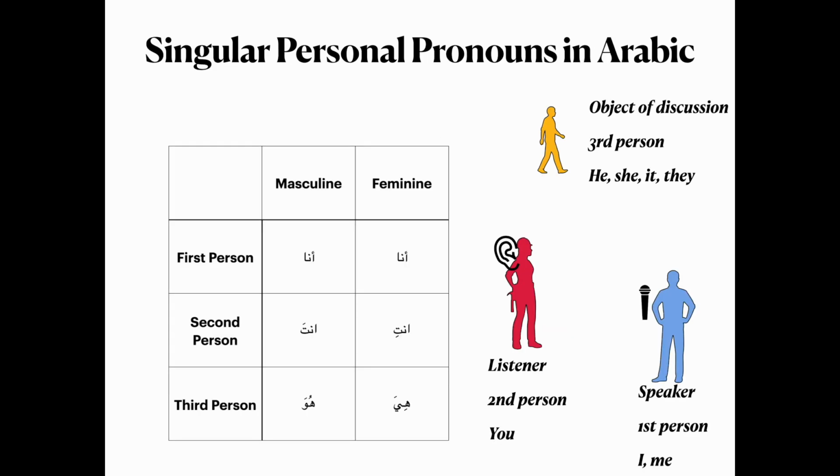And then let's talk about single personal pronouns in Arabic. So let's go over them. So I or me is ana.